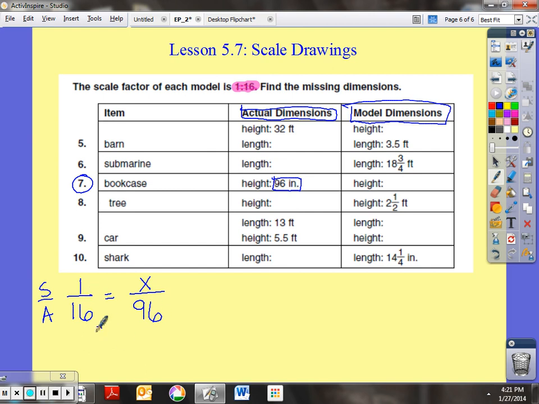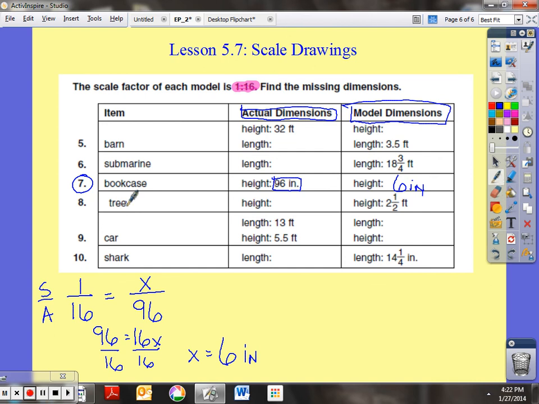Cross product, 96 times 1, that gives me 96, is equal to 16 times x. I will divide both sides by 16 because I want to evaluate for 1x, not 16 x's. X is equal to 6, so 6 inches. So if we have this bookcase, the model is 6 inches. If I'm making a model of it to show a customer because they want some bookshelves, I'll say, hey, look, for every 6 inches on this, we actually have 96 inches in real length.